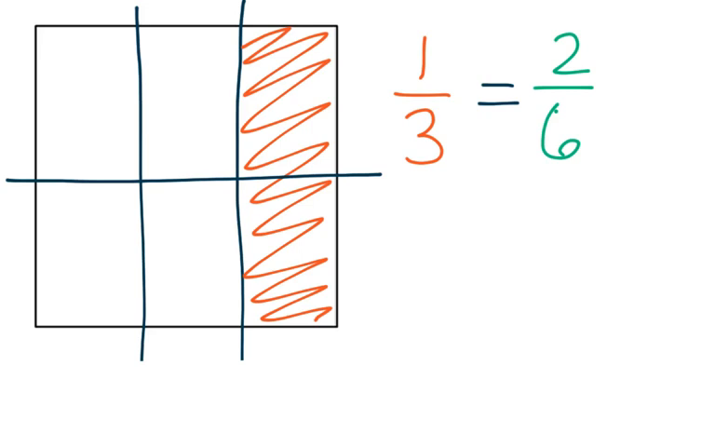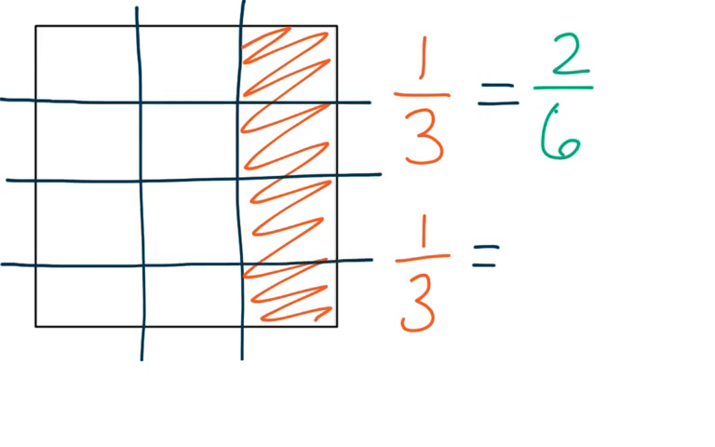How else could I split this so that I have more pieces, but also find a rectangle that's equivalent? Let's start off with 1/3 again, and I'm going to find something that's equivalent. This time, instead of just drawing one line down the middle, how about I split each of these rectangles in half again? How many pieces do I have now? Well, if I count them, each column has 4, and I have 3 columns of 4, so I have 12 total pieces. And how many pieces are shaded in? 4 of them.